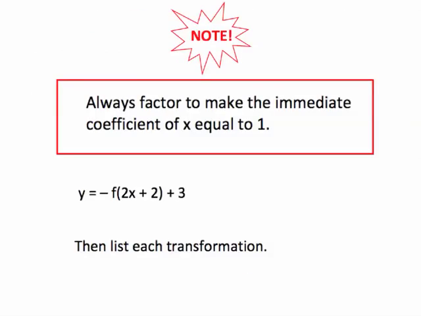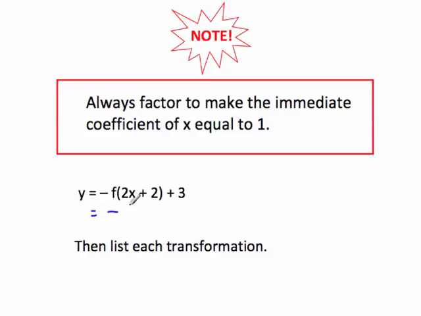But before that, we need to keep in mind a few things. With all of the methods that we're going to look at, it's important that you always factor to make the immediate coefficient of x equal to 1. So what does that mean? Well, in the way that this is written, the immediate coefficient of x, the one right in front of x, is 2, and we don't want that. So we have to common factor that out.